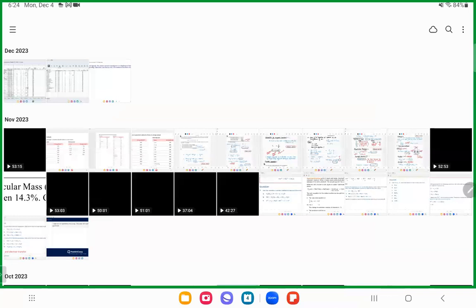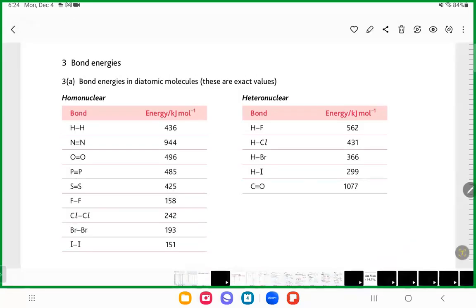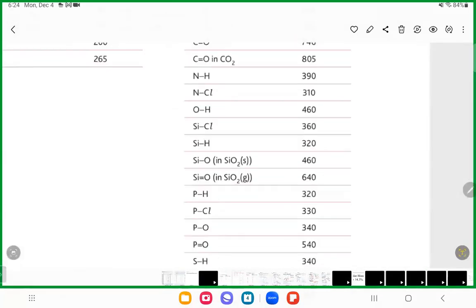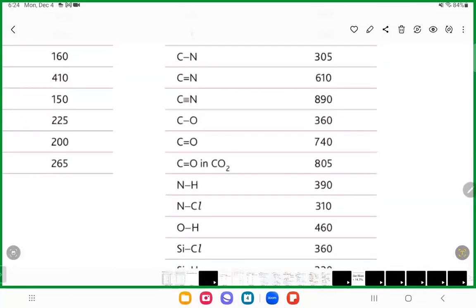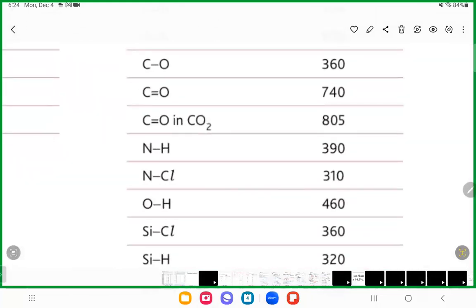So these are the bond energy data which is given. You can see carbon double bond oxygen. There are two values given for carbon double bond oxygen, 740 and 805. Whenever you have C double bond O in carbon dioxide only, in carbon dioxide, then use 805. Otherwise, for all organic compounds, use 740.